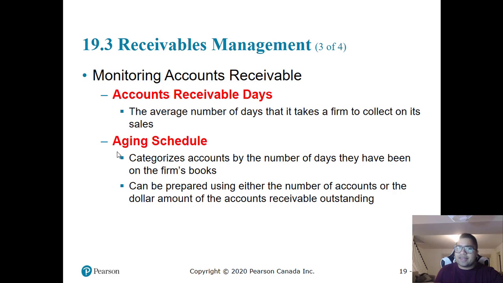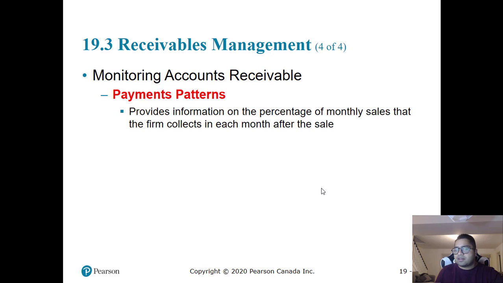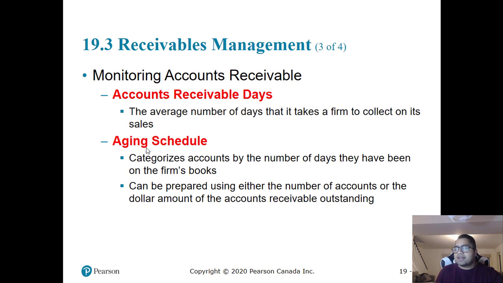Next is creating an aging schedule. How to do that? It categorizes accounts by the number of days they have been on the firm's books. It can be prepared either using the number of accounts or the dollar amount of accounts receivable outstanding. So this is the second way. You create an aging schedule. We'll see how to do that. And then you see what percentage of accounts are paying late and what percentage of accounts are paying early.